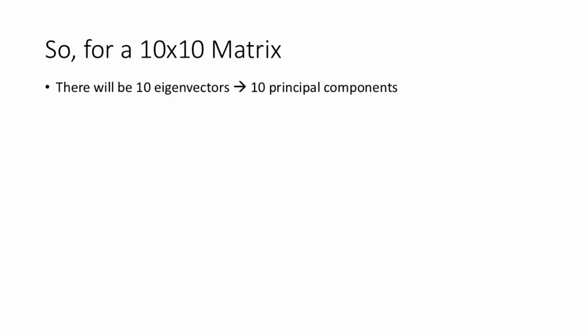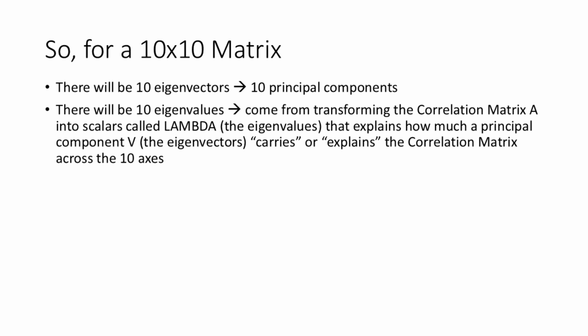So for a 10 by 10 matrix, there will be 10 eigenvectors. Therefore, there will be 10 principal components. There will be 10 eigenvalues, and they'll come from transforming the correlation matrix A into scalars called lambda, the eigenvalues, that explain how much a principal component V carries or explains the correlation matrix when you do that across the 10 axes. And again, this is a review of a previous video.